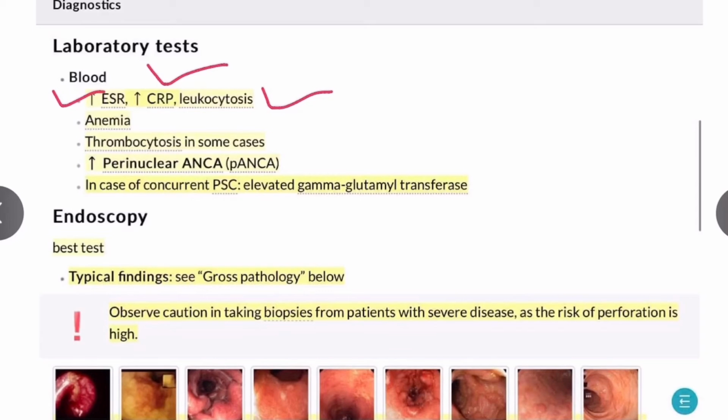Anemia will be there. Why will anemia be there? Because it is a bleeding type. Bloody diarrhea, so you are bleeding inside, right? So that's why the patient will have the anemia. Now thrombocytosis, in some cases there can be thrombocytosis, P-ANCA will be there, and in some cases there will be gamma glutamyl transferase. You do the endoscopy and you can see the gross pathology over there.